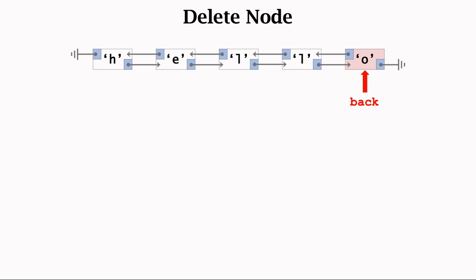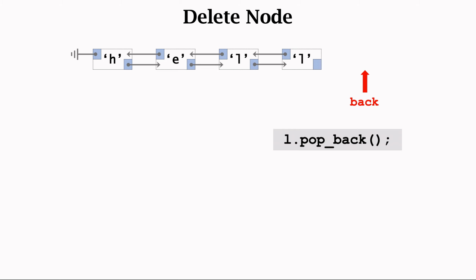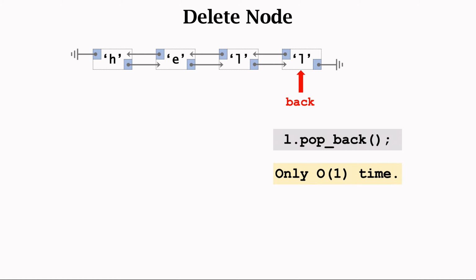The nodes of the list can be deleted. The pop_back function deletes the last node in the list. It works in this way. Delete the last node. Let the back pointer point to the previous node. Set the next pointer of this node to null. The pop_back function has constant time complexity. It's also fast.